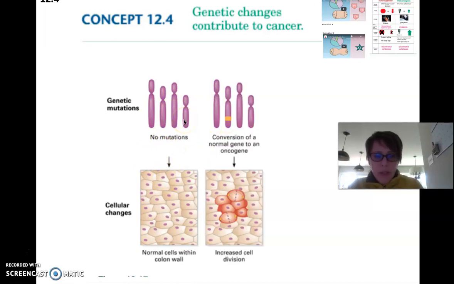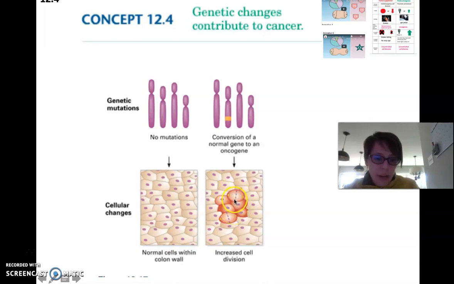Now let's look at what happens when we have a mutation. Here, this little yellow band represents the conversion of a normal gene to an oncogene. So this would be a proto-oncogene that has now turned into an oncogene. You can go ahead and highlight that little yellow piece and then maybe highlight the word oncogene. There's only 1 mutation here, and you can see that there is some increased cell division. These cells shouldn't be dividing at this point, but they are.